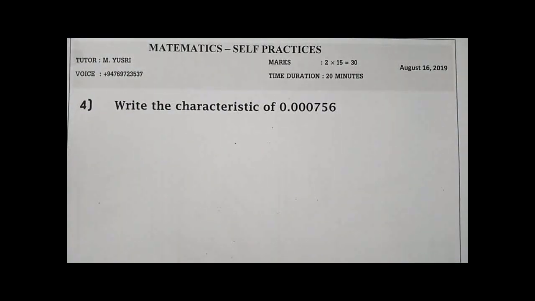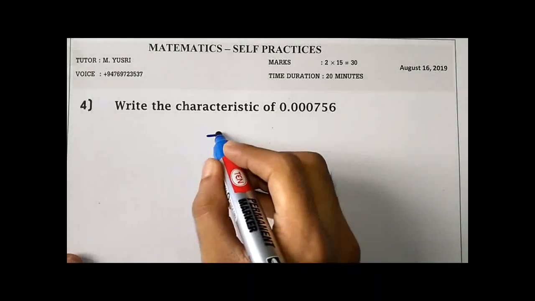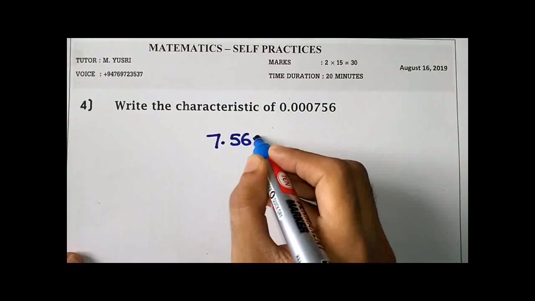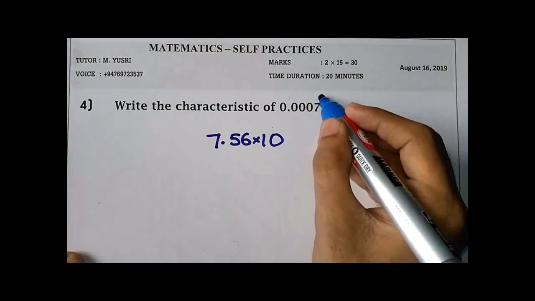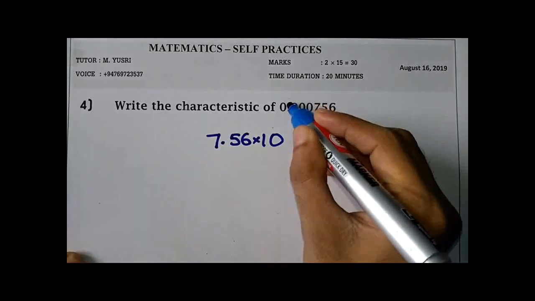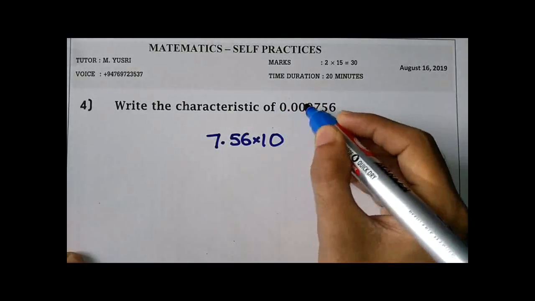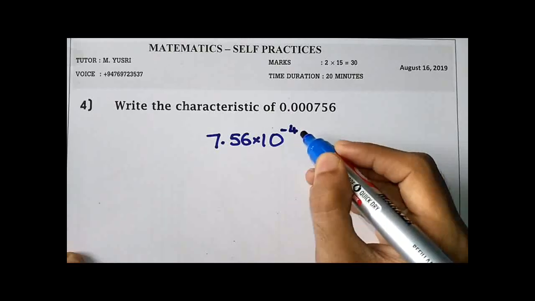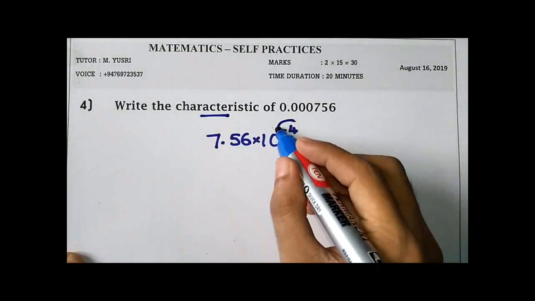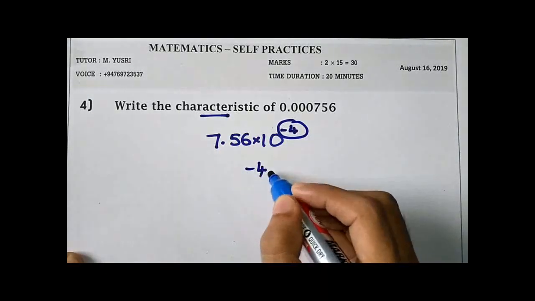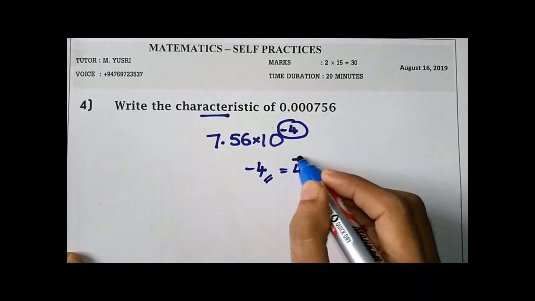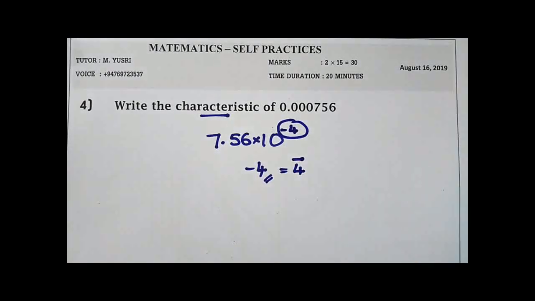And this is about scientific notation. They are asking us to write the characteristic of 0.000756. How do we write this in scientific notation? 7.56 times 10 to the power, and how many places do we need to move for that? 1, 2, 3, 4. So it's 10 to the power minus 4, and the characteristic means the index of 10. So minus 4 or bar 4. It's related to logarithms. So bar 4 is the answer.